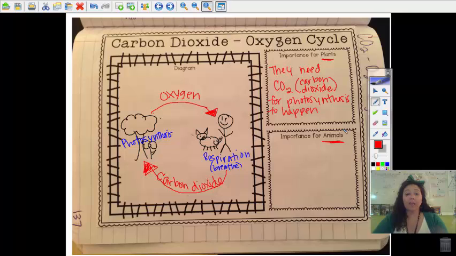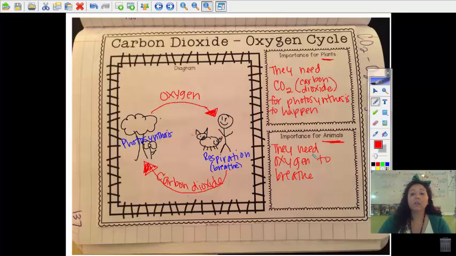Think about it. In the carbon dioxide oxygen cycle, do we and animals need the carbon dioxide or do we need the oxygen? We need the oxygen. So this cycle is important for us and animals because we need oxygen to breathe. The cycle is important to both of us, and as you can see, plants and animals are very dependent on each other. We have to have plants in order for our survival, and plants need to have us in order for their optimal survival.